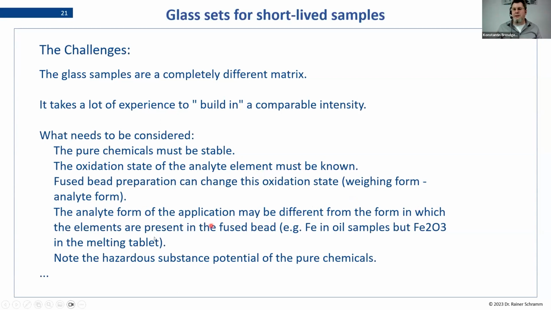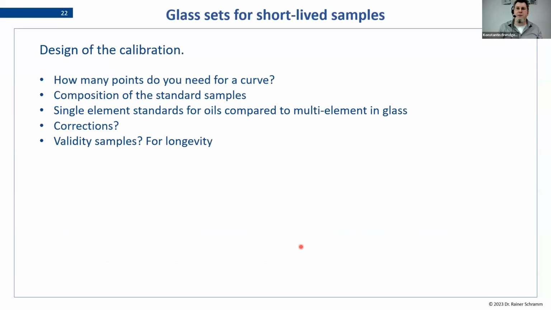Also, we have to keep in mind that the analyte form that we are looking at, for example, in our oil application, we might be looking at Fe as a metal, but in a fused bead, this would be Fe2O3, like an oxide. So we have to kind of have the conversions between these oxidization states, and we have to think about that up front. And also, a lot of these elements, we have to think about the hazardous potential of the pure chemicals as well. So there is a lot of planning and designing involved here.